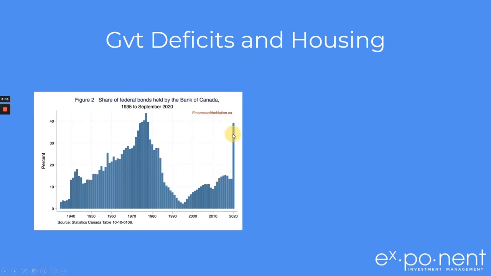And here we have this massive spike in the Bank of Canada going from basically 12 or 15% ownership of bonds to nearly 40%. That is a drastic one-year change. That move up is unprecedented.